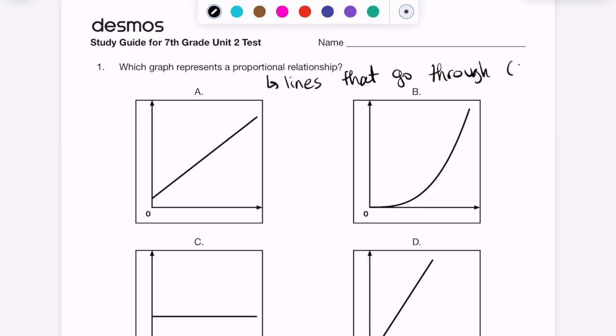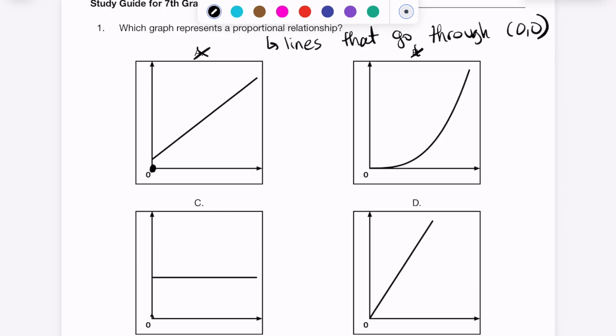If we look at A, that's a line, but it does not go through 0, 0. So it's not A. B is not a line. C is a line that, again, does not go through 0, 0. And D is our right answer. It's a line that goes through 0, 0.